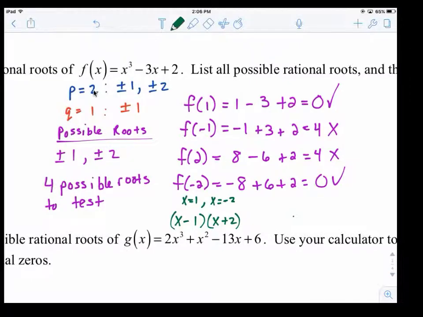So you have to list factors of 2, which are 1 and 2, right? And then you list the factors of 1, which are just 1. And then to get these numbers here, you take this number, put it over this number. So 1 over 1 becomes 1. And then you do 2 over 1, which becomes 2. That's how you get your list of possible roots.